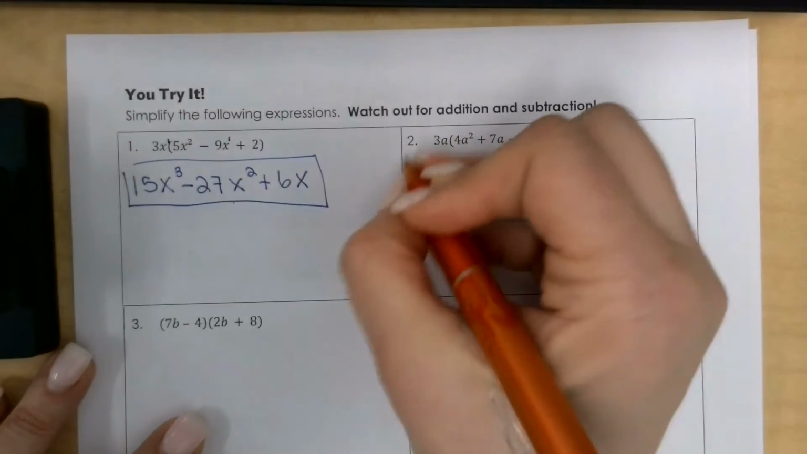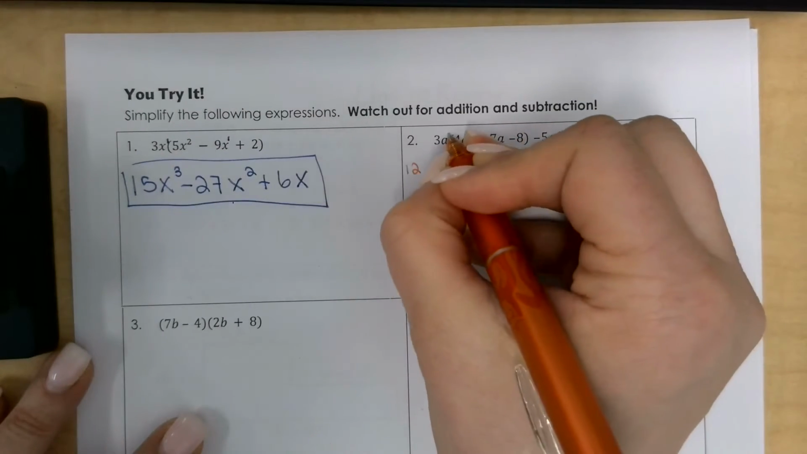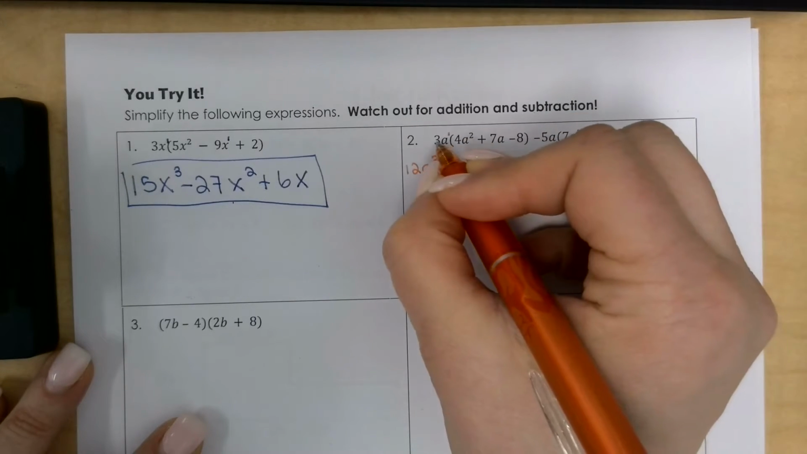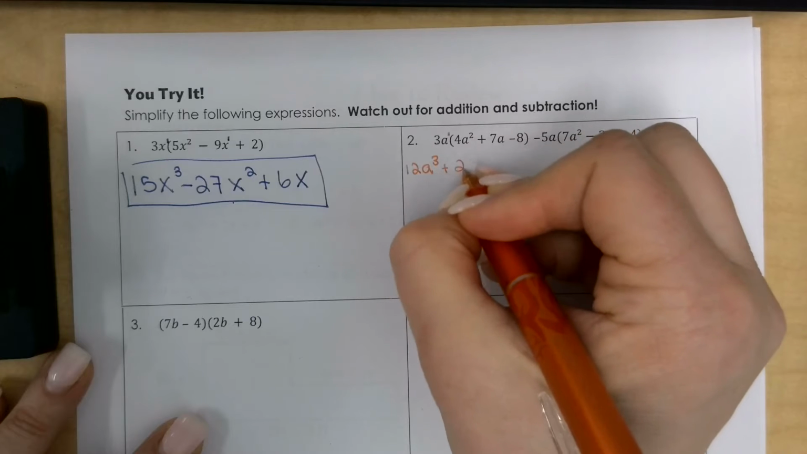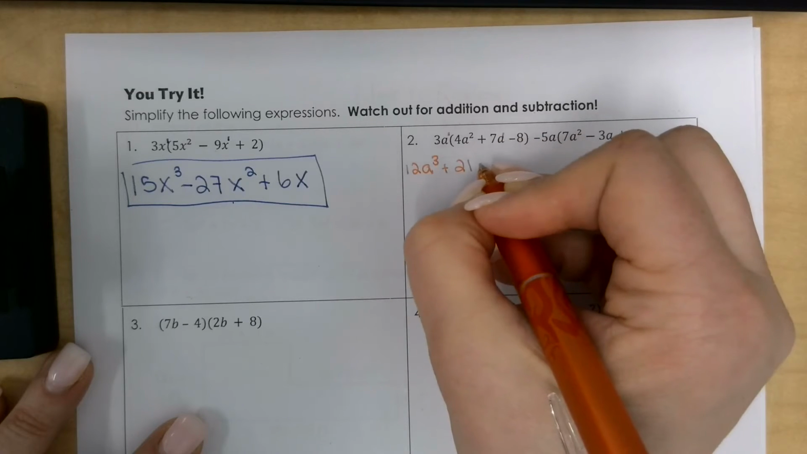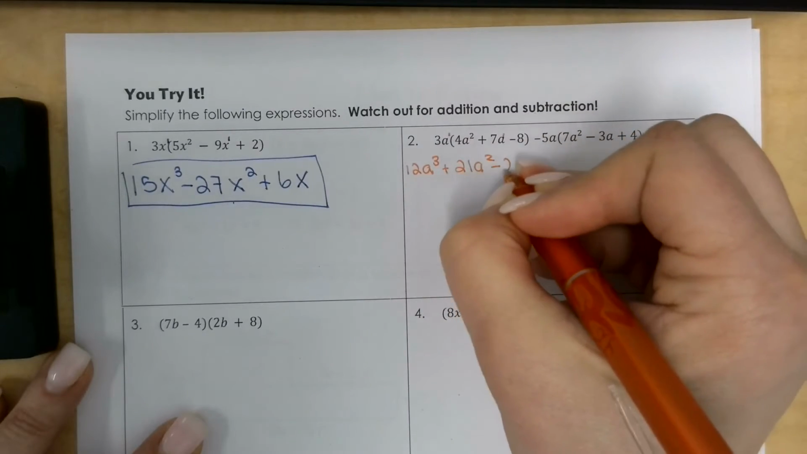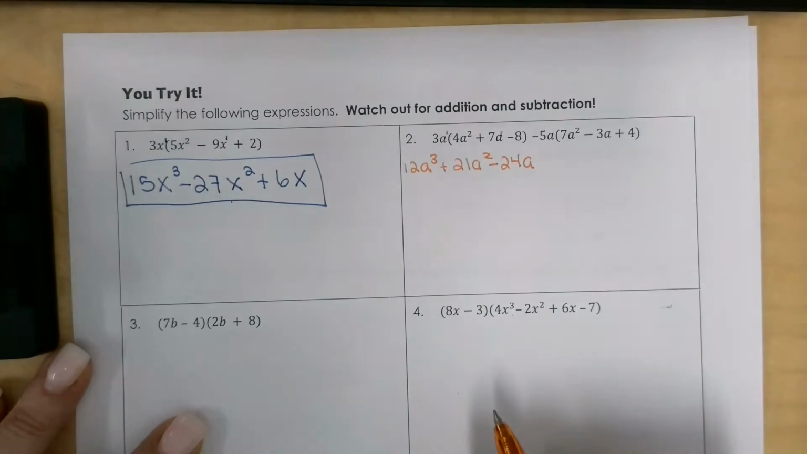I've got 3 times 4, which is 12. I've got a to the first times a squared. That's going to give me a cubed. I've got 3 times 7. That's 21. A to the first times a to the first is a squared. And I've got 3 times negative 8, minus 24a.